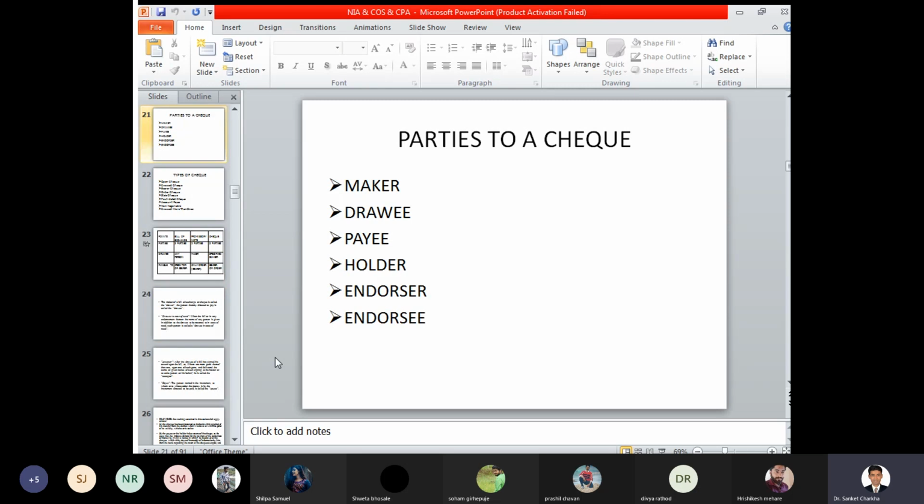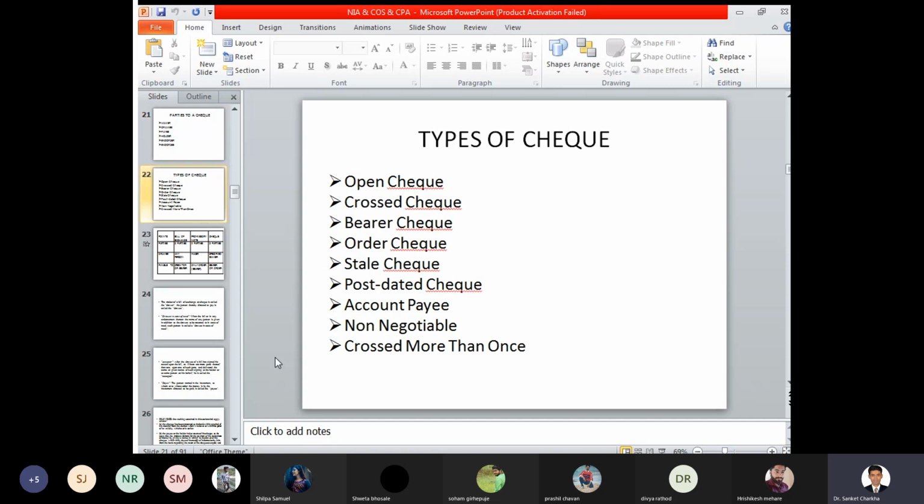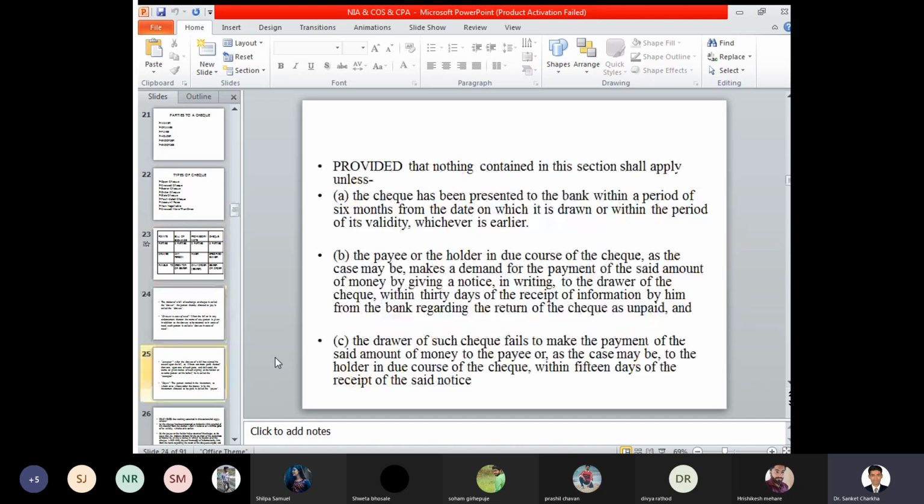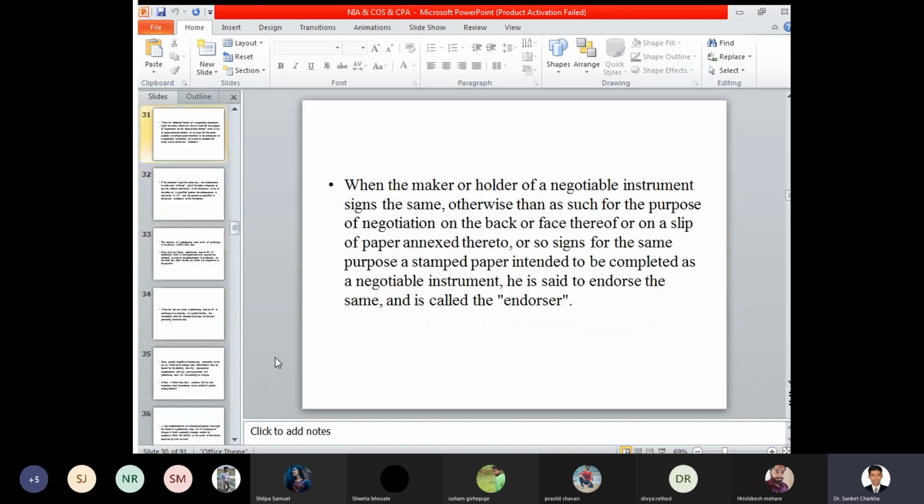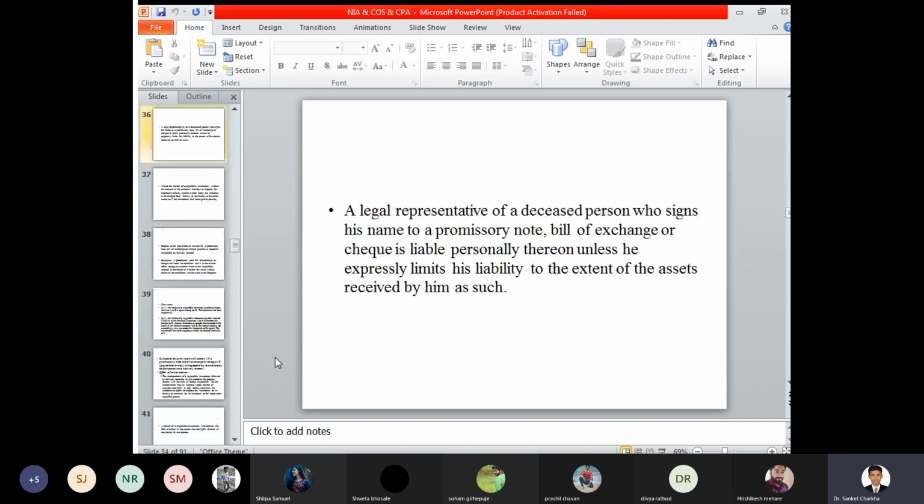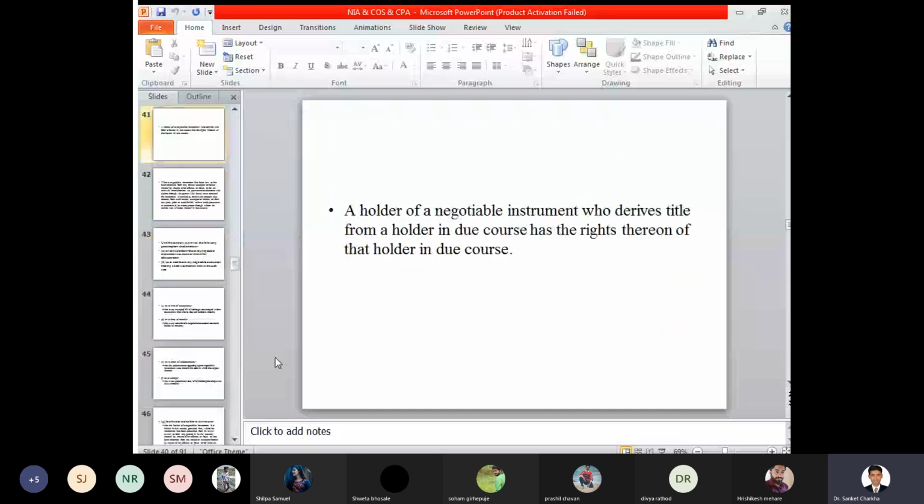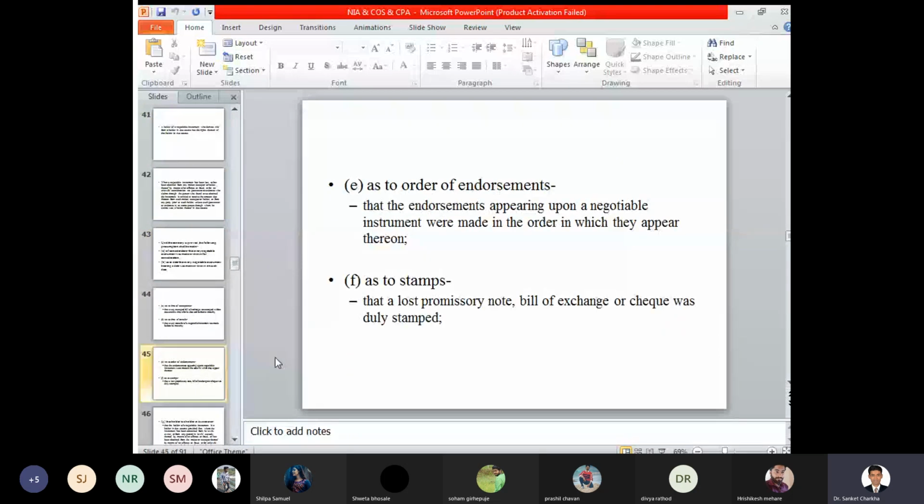Now the parties to a check: maker, drawee, payee, holder, endorser and endorsee. These are the different parties to a check. Now the types of check: open check, crossed check, bearer check, order check, stale check, post-dated check, account payee check, non-negotiable check, and a check which is crossed more than once. All these things we have seen in detailed explanation with respect to promissory note, bill of exchange, endorsement, due date of endorsement, legal representative, subject to provisions, exceptions to the rule, and effect of endorsement and so on. So we will not go into detail again.